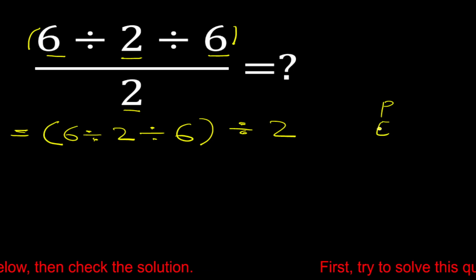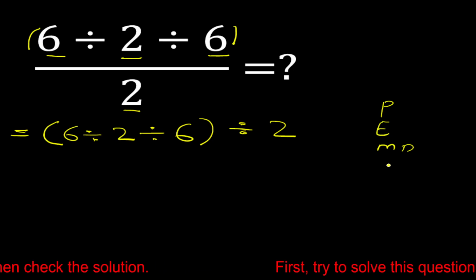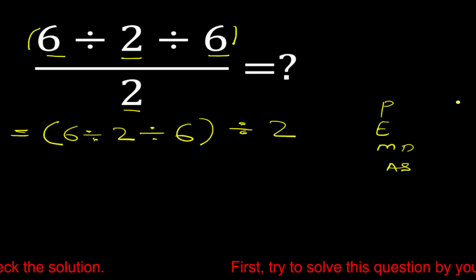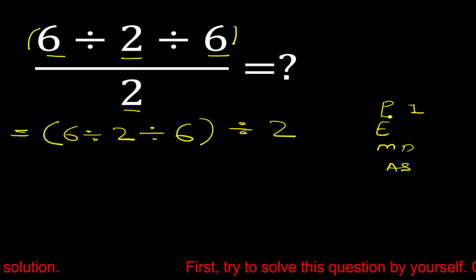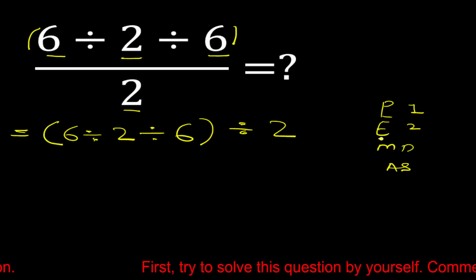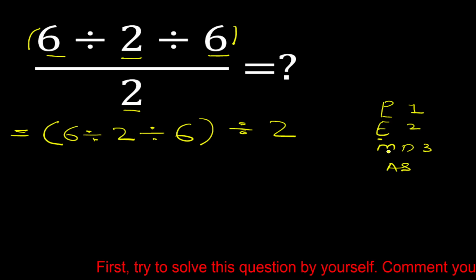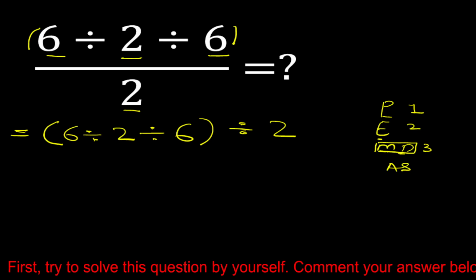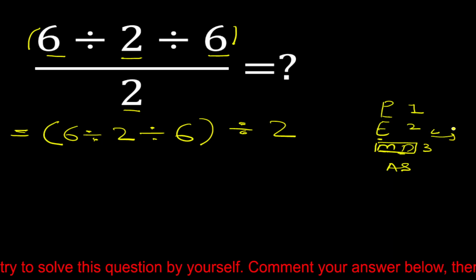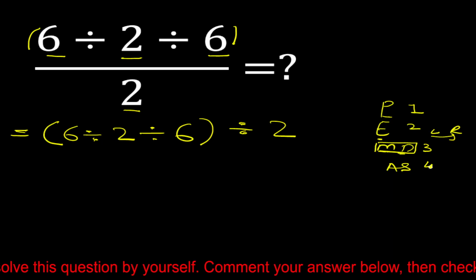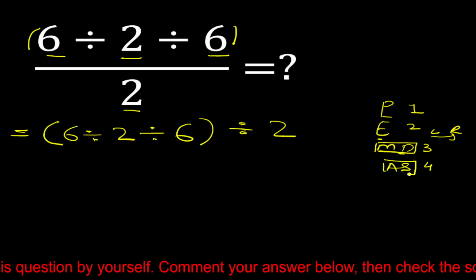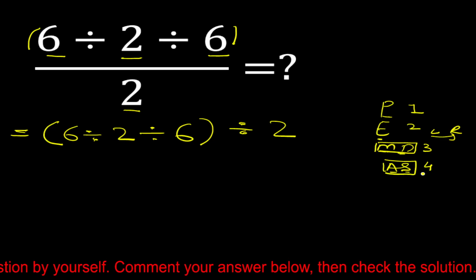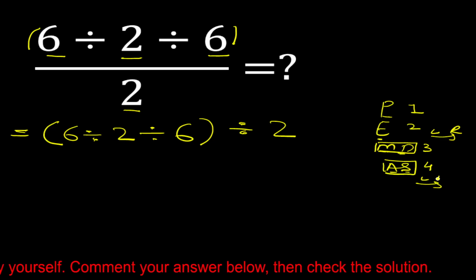PEMDAS. According to PEMDAS, first priority is parenthesis, second priority is exponents, third priority is multiplication and division. Multiplication and division both have equal priority, so we have to solve it from left to right. Fourth and last priority is addition and subtraction. Also both have equal priority, so we have to solve it from left to right.